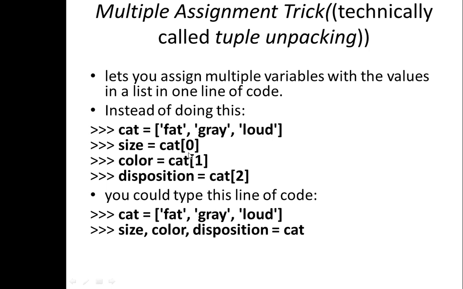In this case it's denoting the size. I want to give it to a variable called size. Gray, let's say I want to give this to a variable called color. Loud, let's say I want to give this value to a variable called disposition. So instead of going on doing multiple statements like this, you can just type it in one line of code like this. So just equate cat to all these three different variables. So let's try this on the screen.